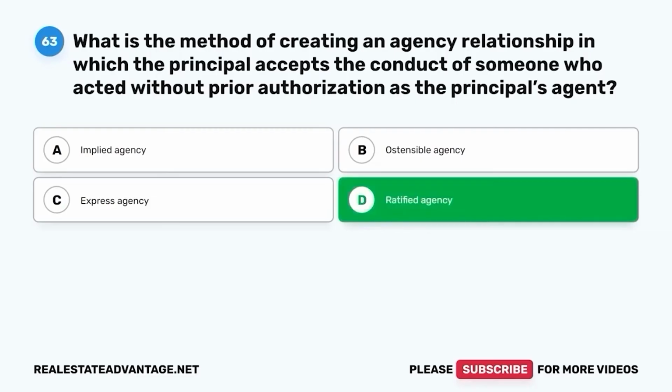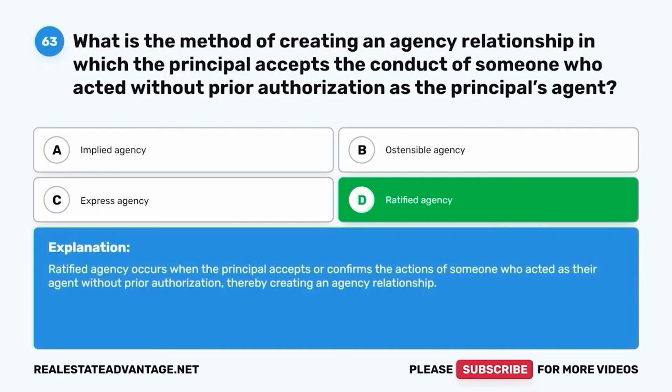The correct answer is D. Ratified agency. Ratified agency occurs when the principal accepts or confirms the actions of someone who acted as their agent without prior authorization, thereby creating an agency relationship.